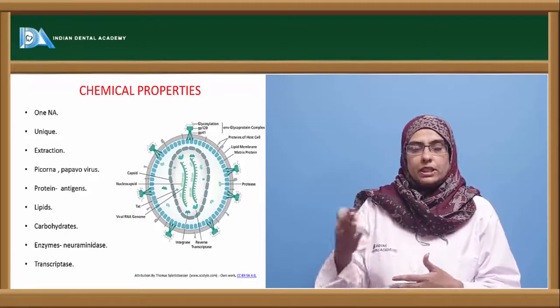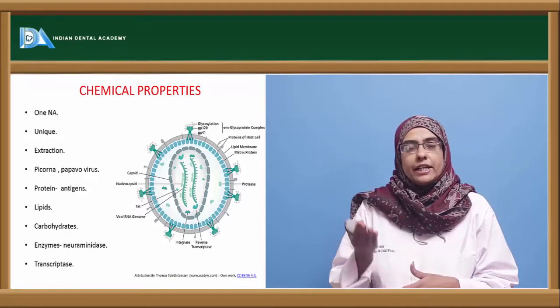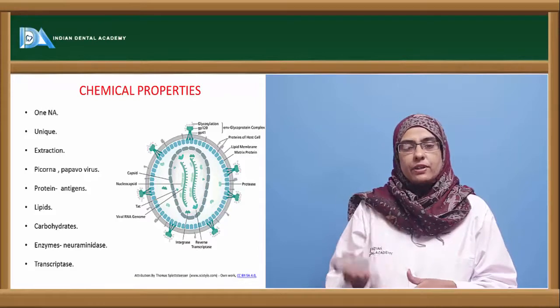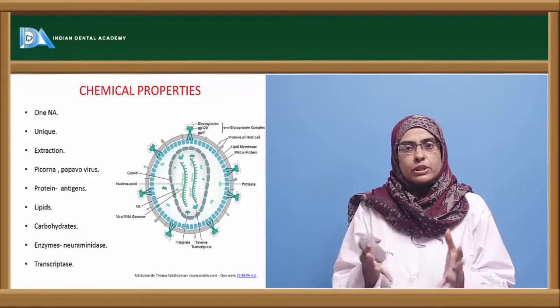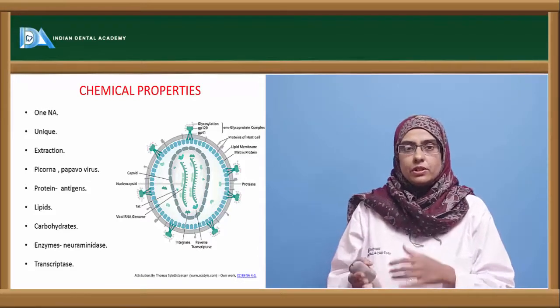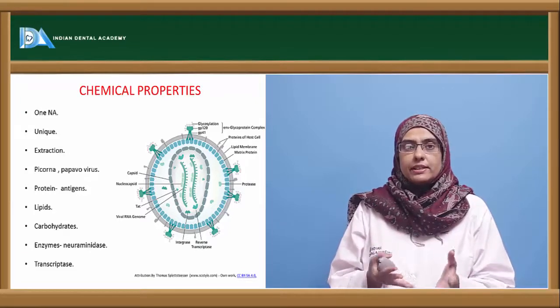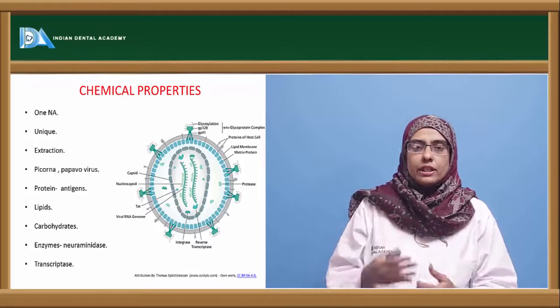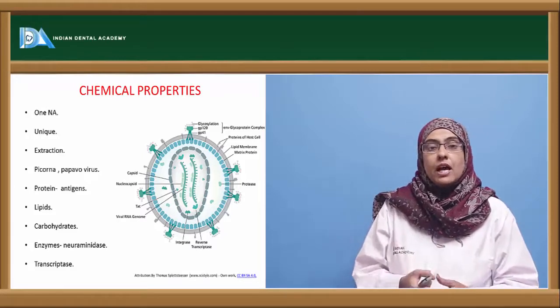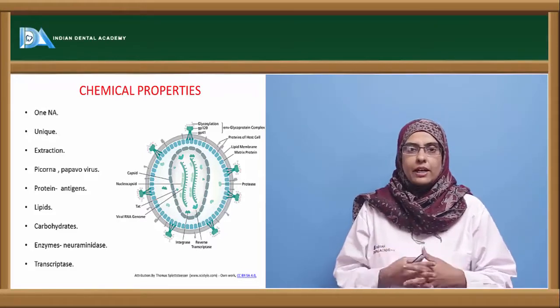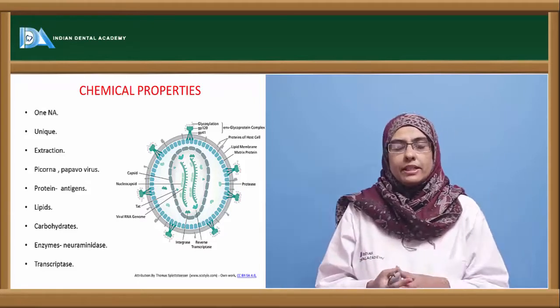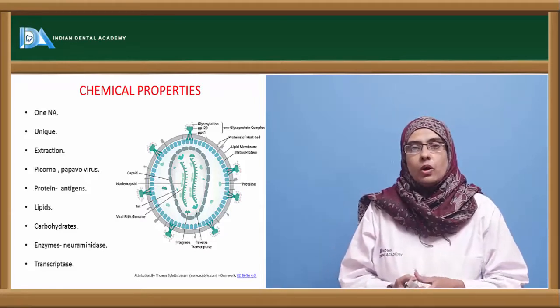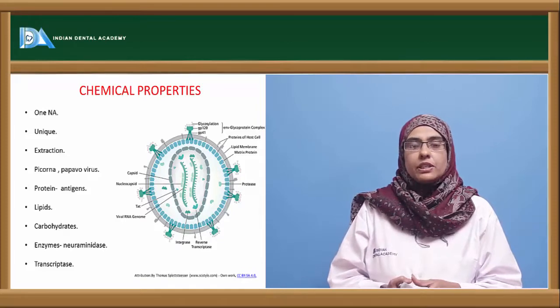The next important chemical group is lipids. As we know, it is only the enveloped viruses in which you can see the presence of lipids, mostly derived from the host. In the case of orthomyxoviruses, it is usually derived during the budding process or during the release of the progeny viruses. The next group of chemicals is the carbohydrates. Only a specific group of carbohydrates can be seen in these viruses.